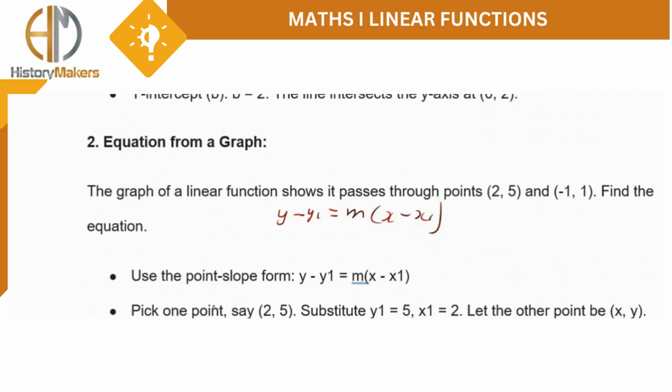Pick one point, let's say (2, 5). You can choose any point that you want, okay? You can choose (-1, 1) as well. Pick one point, (2, 5). And then you take this and substitute it into this equation.